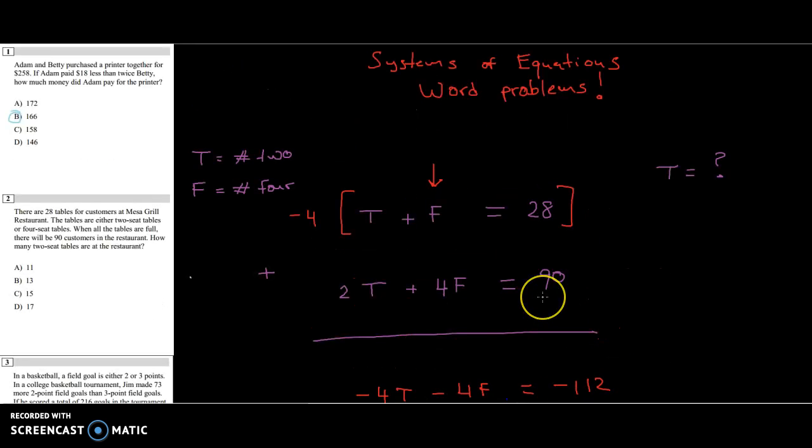So, that was the question. We always double check to make sure that we're answering the right question. It was asking how many 2-seat tables are at the restaurant. We solved that. The answer is 11. So our answer choice is A.